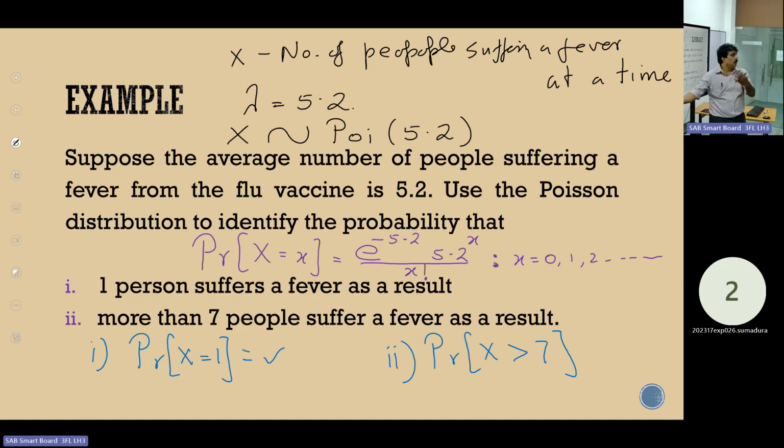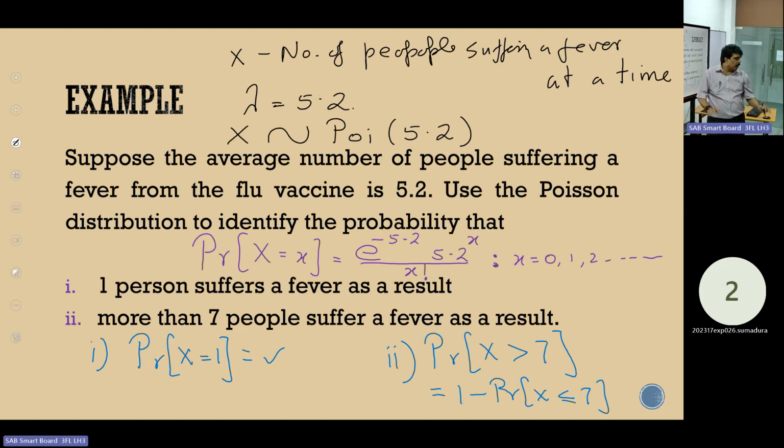Now this one is more than 7. What are the possibilities if we try to calculate directly? 8, 9, 10, 11, with no upper bound, so we can't calculate it. So what do we do? Go for the reverse. What are the values we are not considering here? 0, 1, 2, 3, 4 up to 7. So the reverse is 1 minus probability X less than or equal to 7.